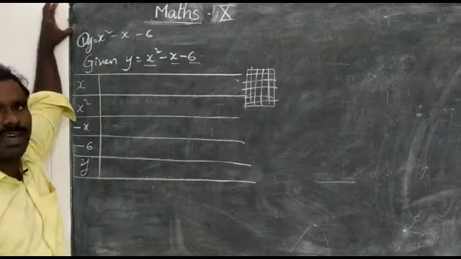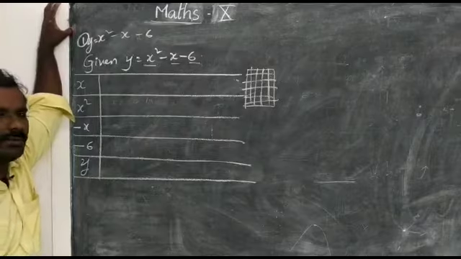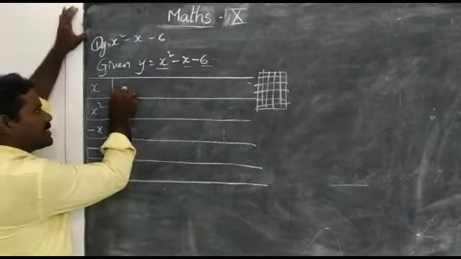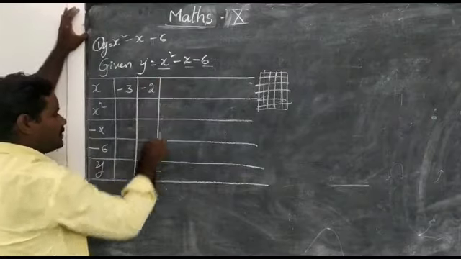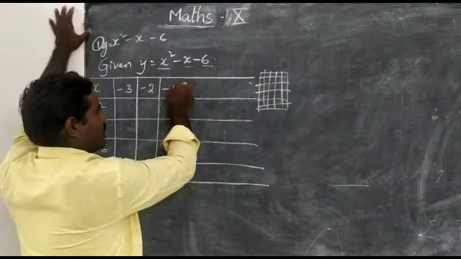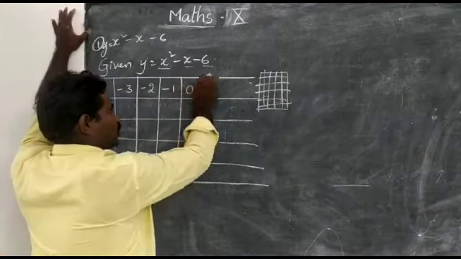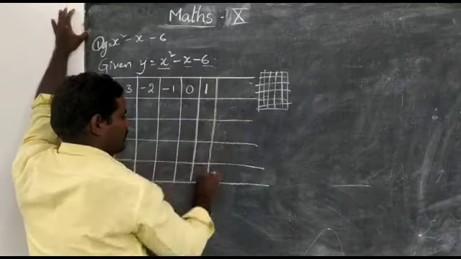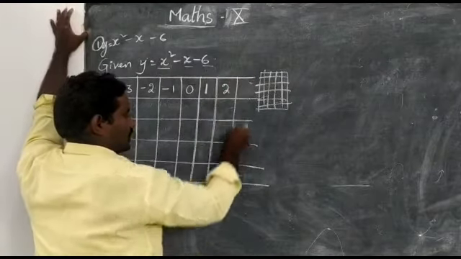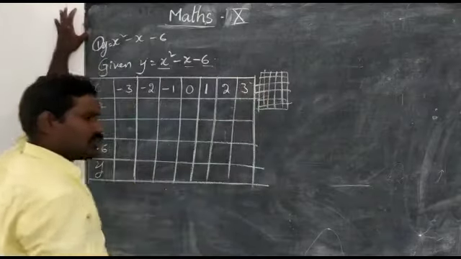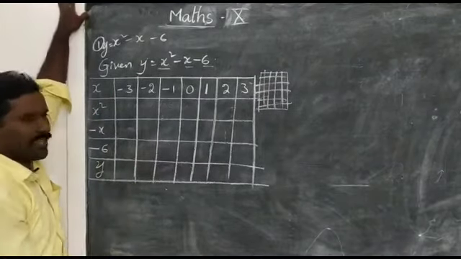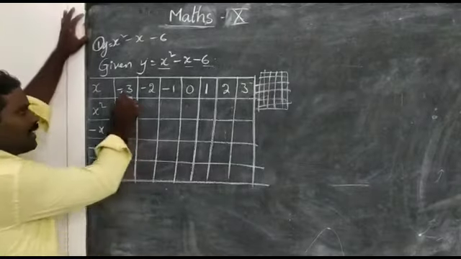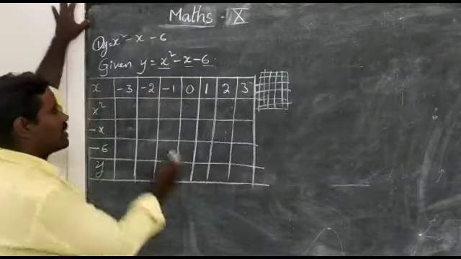Now you can choose the values of x. Now I am taking minus 3, minus 2, minus 1, 0, 1, 2 and 3. Choose your choice of values of x. Now I am choosing the values of x from minus 3 to plus 3.